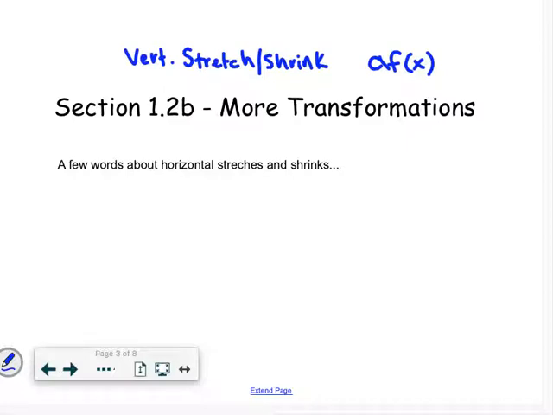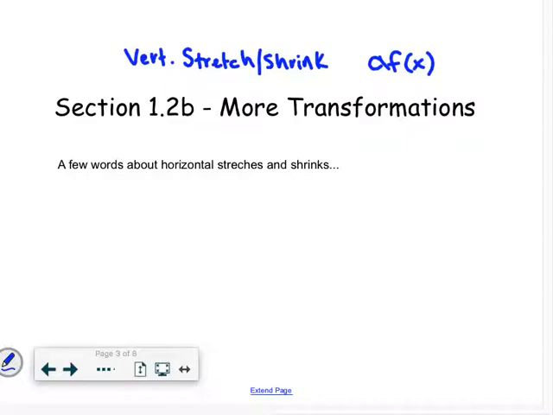So vertical stretch and shrink really follow along nicely. The key piece that you'll see in our examples is you'll have to remember to vertically stretch or shrink the whole thing. And the whole thing may require a set of parentheses. So you might have to do distribution.